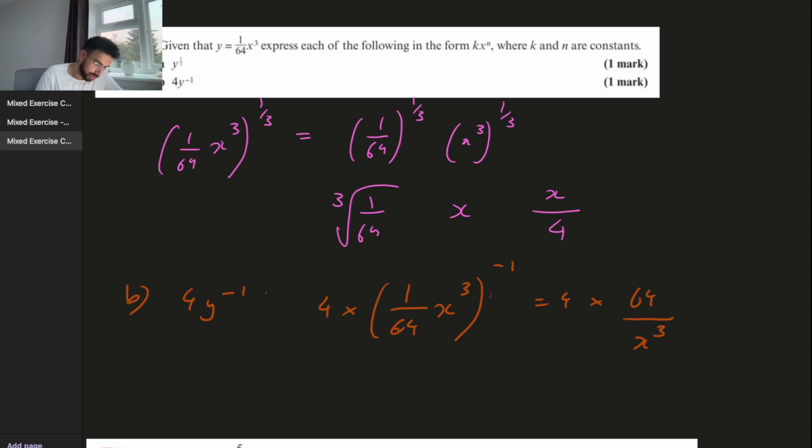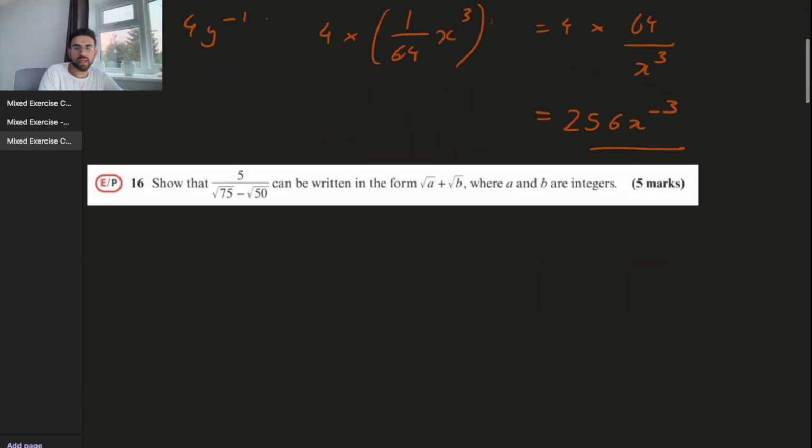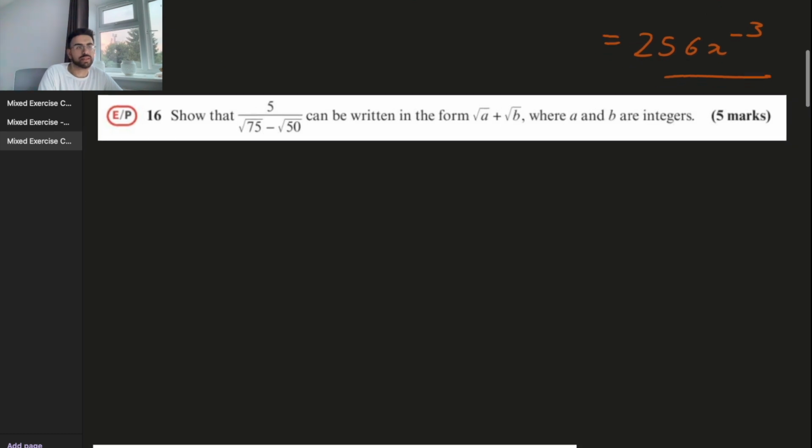So if I multiply this out, I'm going to get 256 x to the minus 3 because we need to make sure that it's written in this form. And there's our answer. Nice and easy, 1 mark each. Let's have a go at this next question.